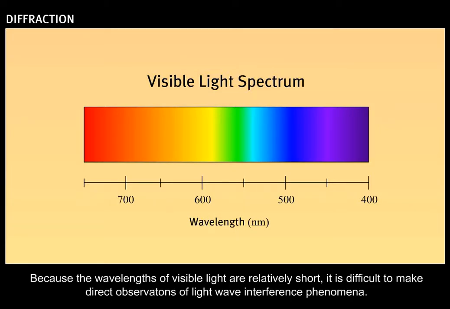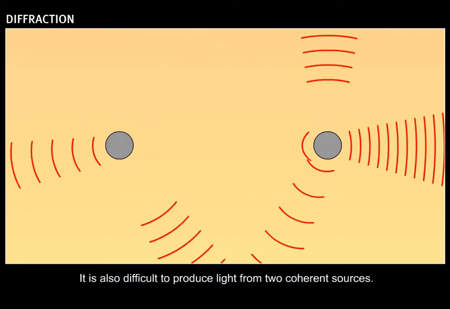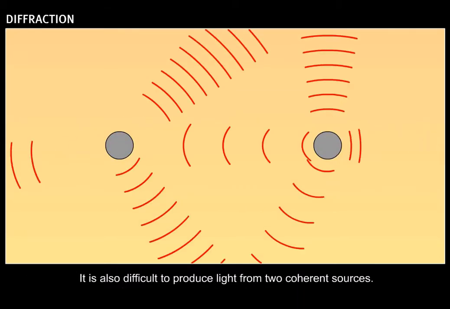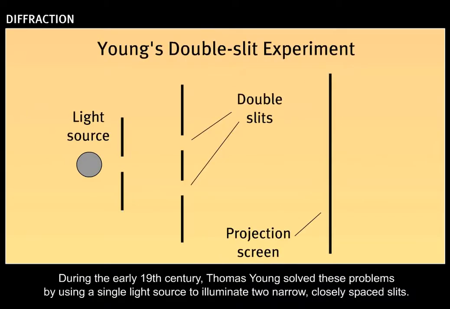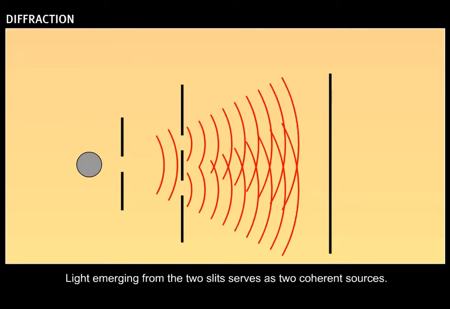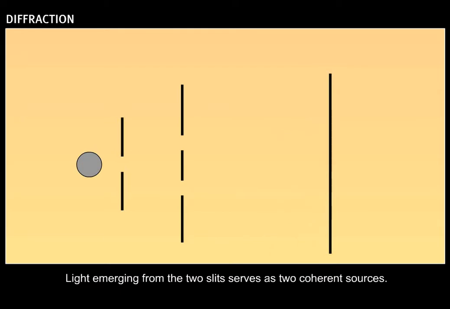Because the wavelengths of visible light are relatively short, it is difficult to make direct observations of light wave interference phenomena. It is also difficult to produce light from two coherent sources. During the early 19th century, Thomas Young solved these problems by using a single light source to illuminate two narrow, closely spaced slits. Light emerging from the two slits served as two coherent sources.